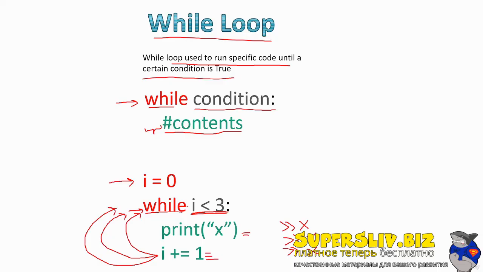Now i is equal to 3. So now i is not less than 3. So the condition is false. Therefore Python will not run this code. Then it will terminate the while loop.